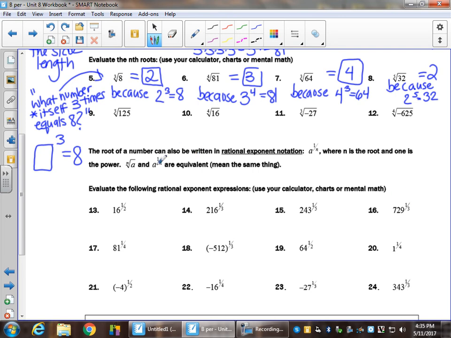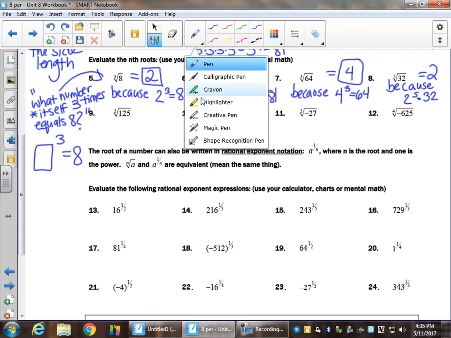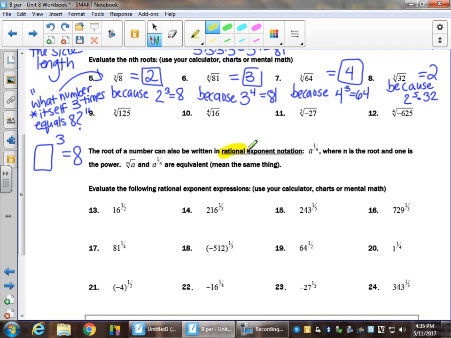Continuing with the notes, let's read what it says here. The root of a number can also be written in rational exponent notation. Let's highlight that. Rational exponent notation, which is read a to the 1/nth power. I want us to avoid saying 1 over n and reading that as a fraction. In this case, 1/nth, where n is the root and 1 is the power.